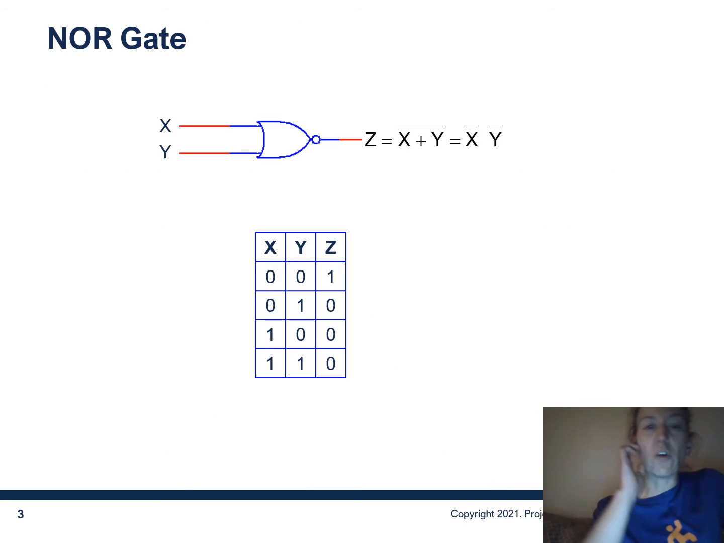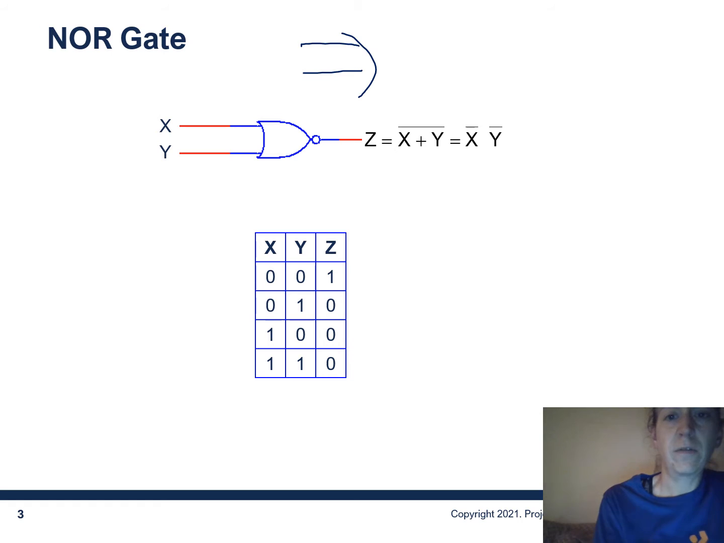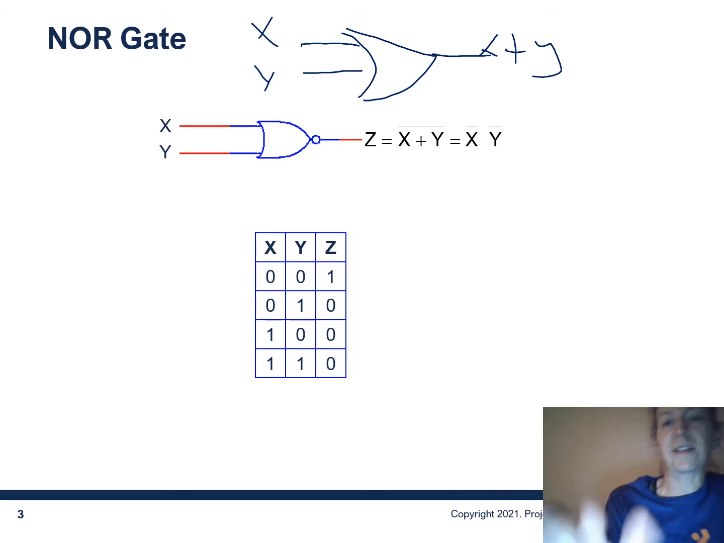So the basic function of a NOR gate is it ORs and then it negates. So if you figure an OR gate, it takes two things and ORs them together like so. That's an X and a Y.